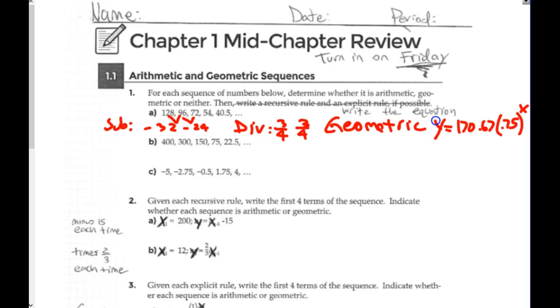Okay, let's try this again. 300 minus 400 is 100. 150 minus 300 is negative 150. So subtraction did not work.